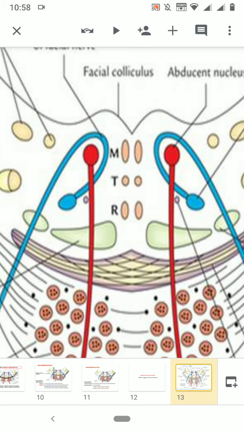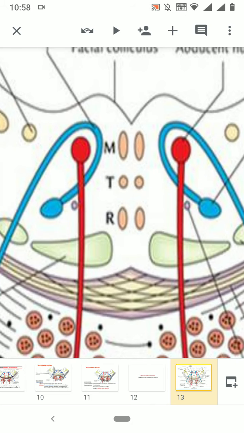Okay, now see in the median plane. So we have finished all the nuclei at this level. In the median plane, we have bundles of white matter. So what are the bundles in the median plane? MTR. So M stands for median longitudinal bundle.